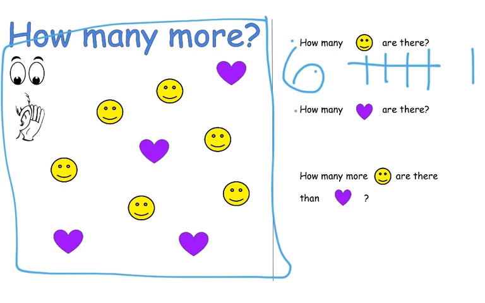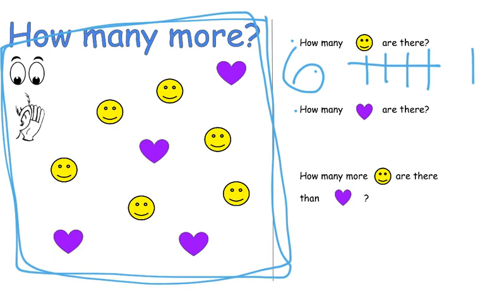Next question. How many hearts are there? Ooh, all right. Count how many hearts. How many hearts are in that blue box here? How many hearts? 4. Fabulous. Again, I'm going to do it with my tally marks as well. 1, 2, 3, 4. Don't have to cross. There's only 4.